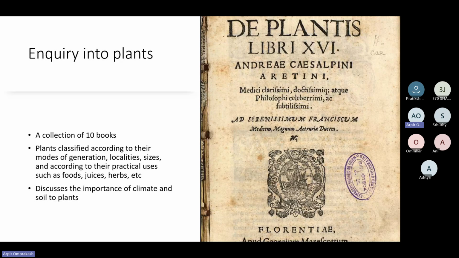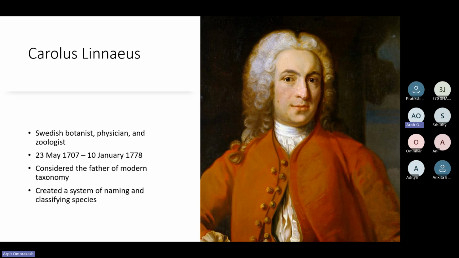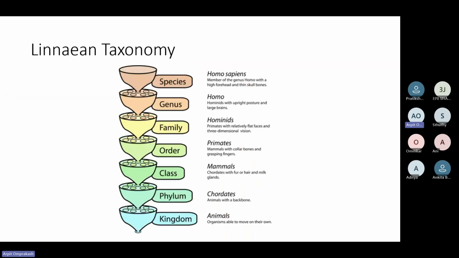Then we have Carl Linnaeus, as most of you would know. He's a Swedish botanist who is considered the father of modern taxonomy, and he created a system of naming and classifying species. The binomial nomenclature that we have, that is genus and species, such as Homo sapiens or Panthera tigris and all that, was devised by Linnaeus.